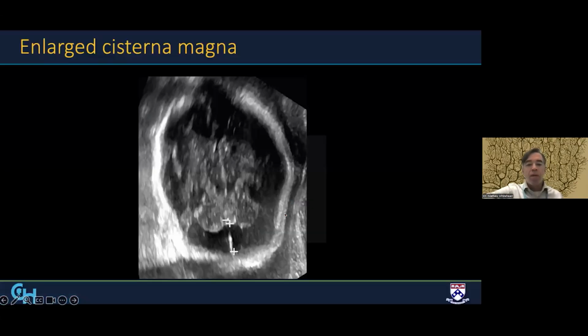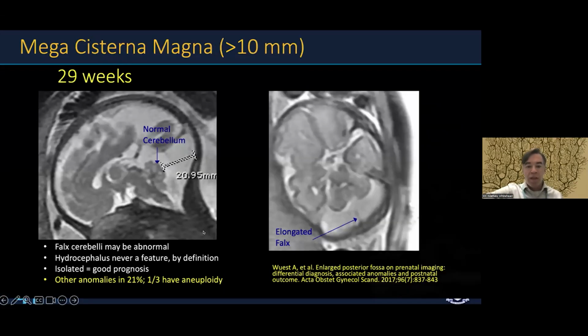And so finally, an enlarged or mega cisterna magna. This is basically a diagnosis of exclusion. It requires no focal mass effect in the posterior fossa, normal cerebellum, no hydrocephalus. Sometimes you can also see abnormalities of the falx cerebelli, as in this case, in which we see an elongated falx cerebelli, same patient on MRI.